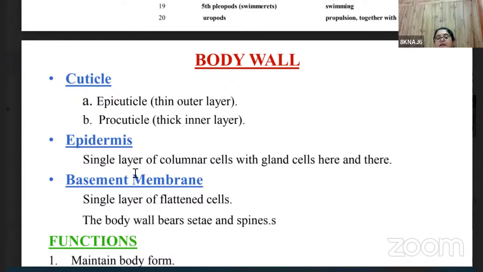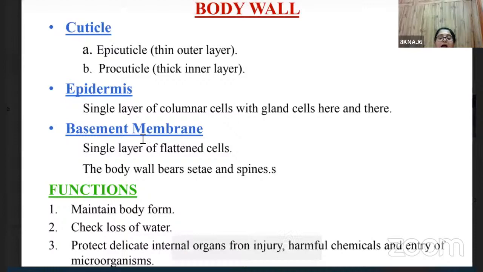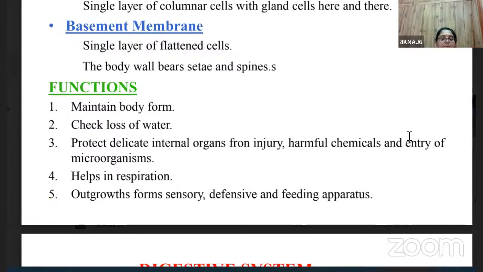Epidermis has a single layer of columnar cells having gland cells present on and off. And the basement membrane has a single layer of flattened cells, with setae and spines present in the body wall. Again, maintenance of the particular body wall: it is an aquatic creature, so the amount of water present should be maintained. So it checks water loss, it helps in protection of the delicate internal organs, and entry of microorganisms is also prevented.